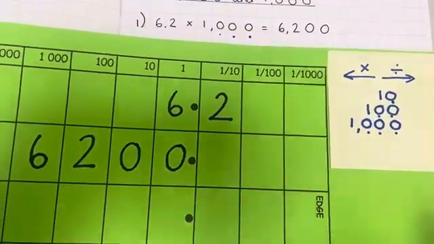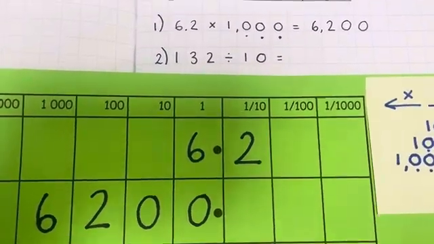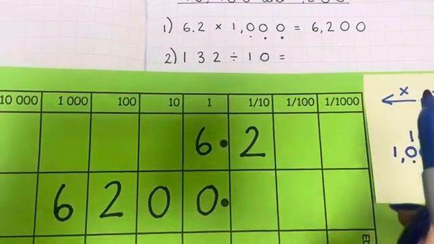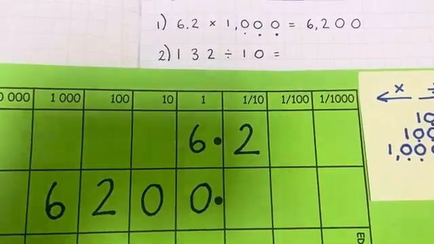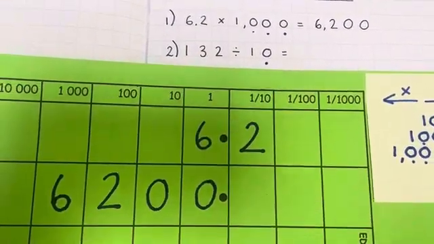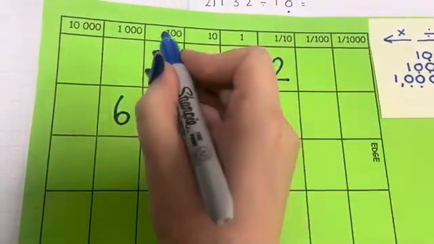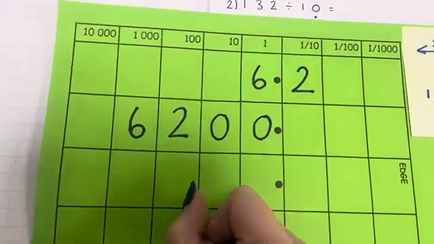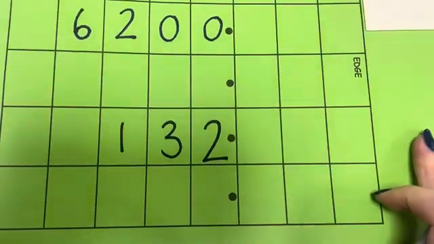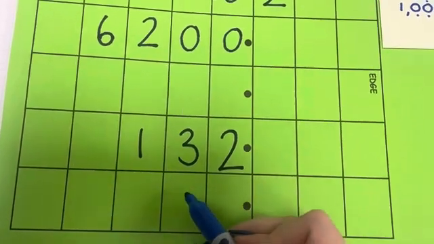Let's take a look at question number 2. This says 132 divided by 10. As we are now dividing, our numbers will move to the right to make them smaller. We're dividing by 10, which means they need to move one place. I'll start by writing 132 in the correct columns, using the hundreds, tens and ones.